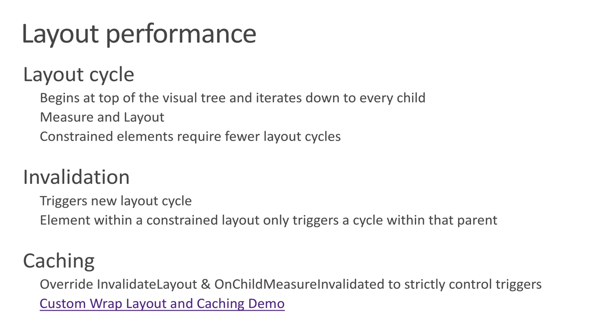This is also where you would want to implement caching, as I mentioned here on the screen, and do custom layouts. Here's a link to a custom wrap layout and caching demo on our documentation site. Highly recommend you look at that, both to understand how layout works within Xamarin Forms, as it does in a lot of frameworks, but also to get an idea of how you can create your own custom layouts. Because what you can do here is opt out of invalidation or layout cycles if you want to strictly control what triggers those things. And by overriding these two methods, you have the ability to have complete control of those. All right.